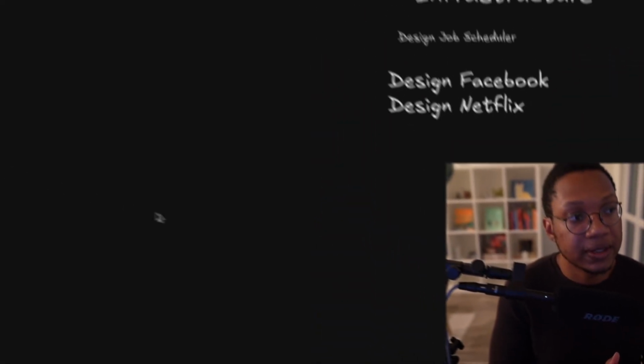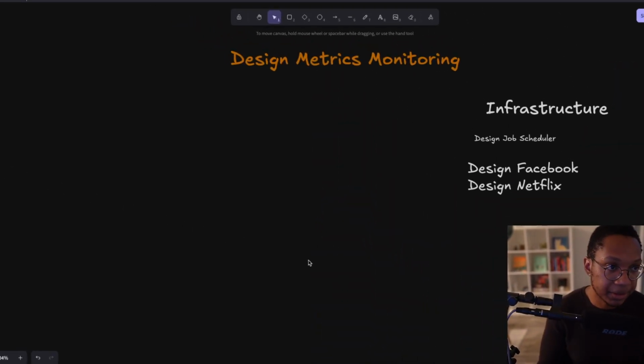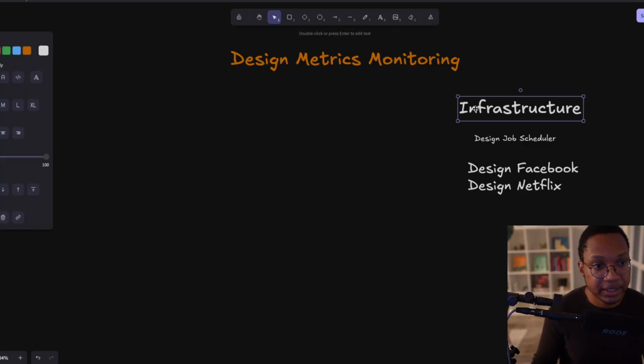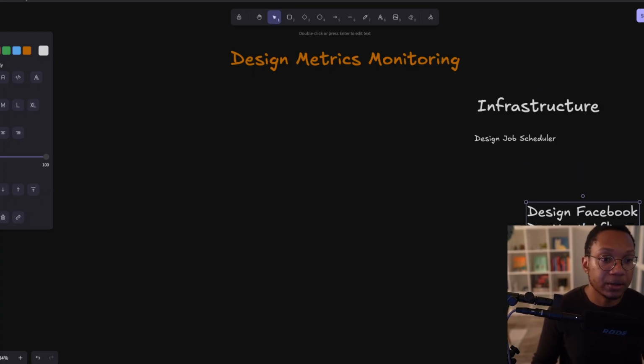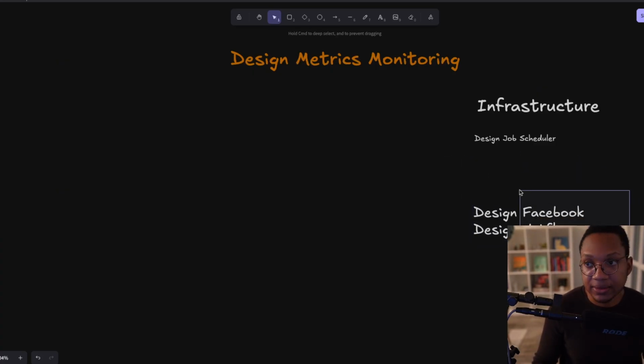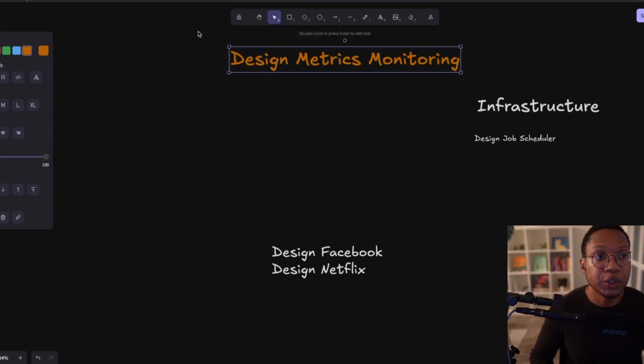First off, we've got design, metrics, and monitoring. Now this is a very big infrastructure problem. And what I mean by infrastructure is that we're not designing something like Facebook or Netflix. These are user-facing things or apps that you can play around with. Metrics and monitoring is more computer science-y, in the sense that we're talking about the interactions of computers.